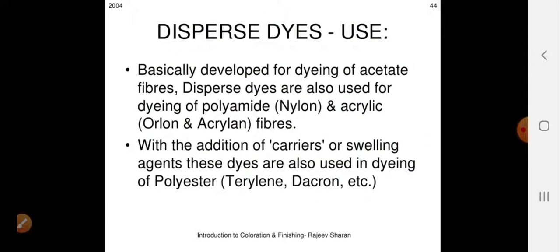They were developed for dyeing of acetate fibers and also used for nylon and acrylic. With addition of carriers or swelling agents, these dyes are used in dyeing polyester as well, examples of which are Terylene and Dacron.